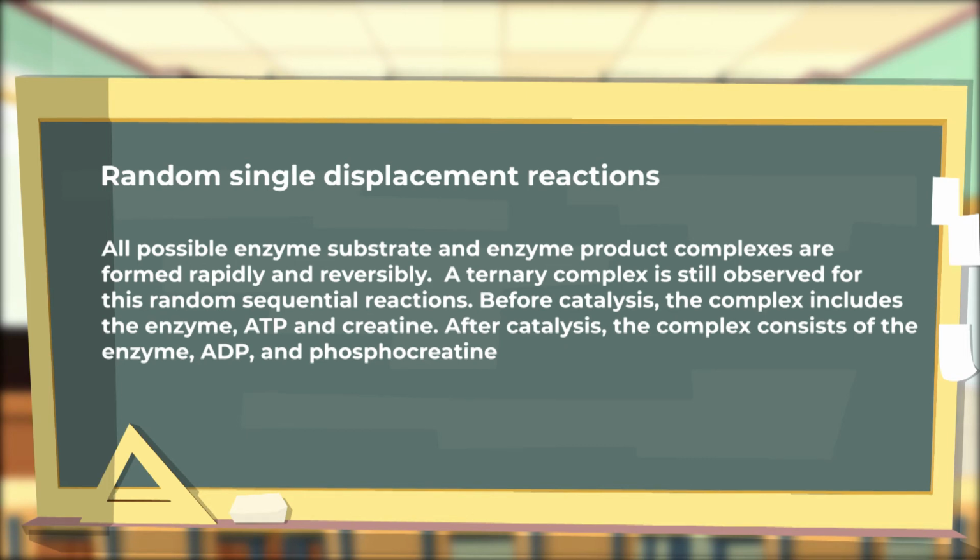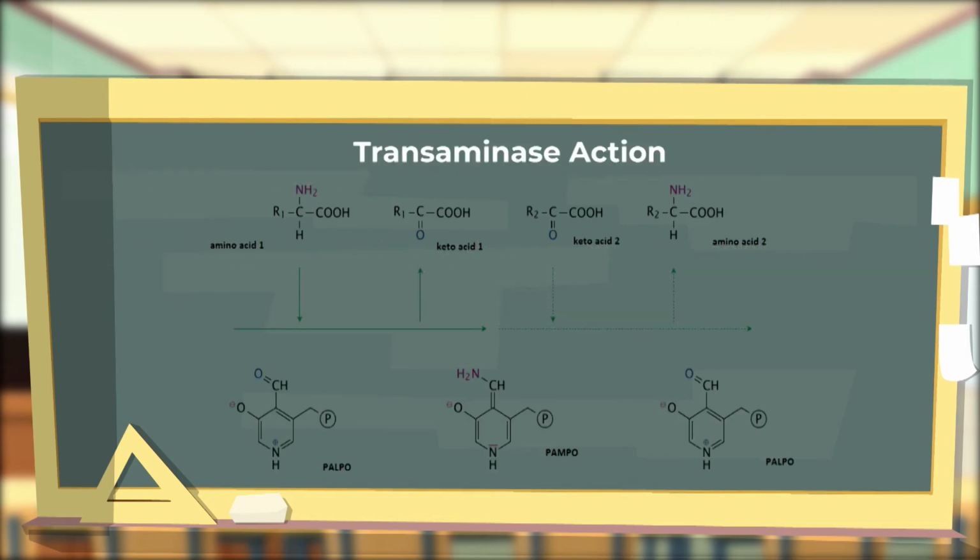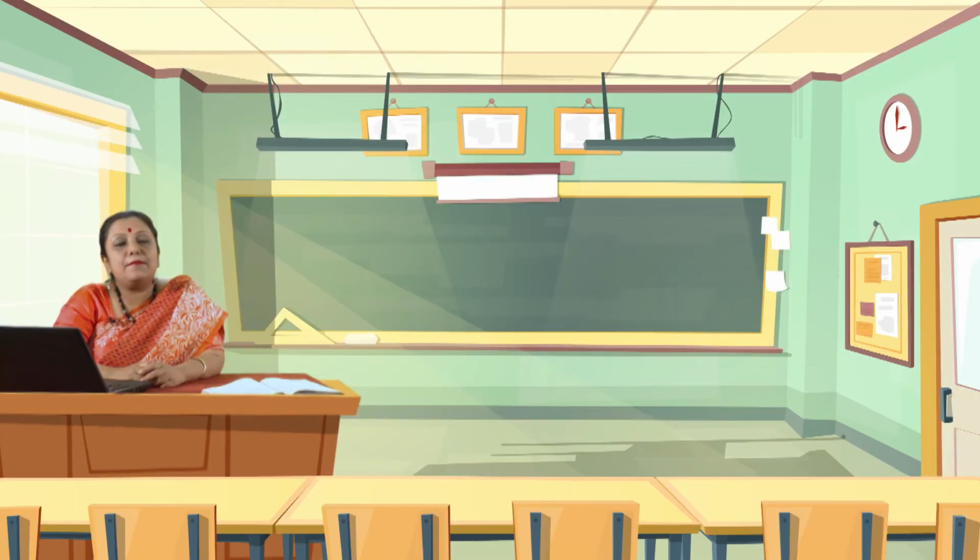In case of creatine kinase, either ATP or creatine may bind with the enzyme to give rise to ATP, ADP as well as phosphocreatine. What happens in case of ping pong bi-bi reaction or double displacement reaction? Always the two substrates do not bind altogether to the enzyme, right?